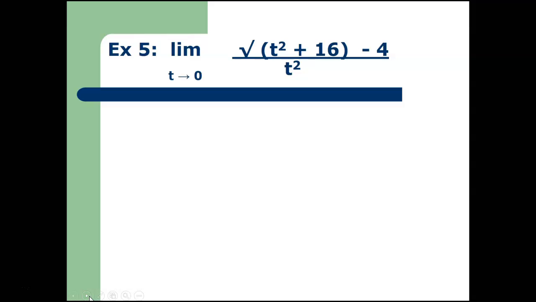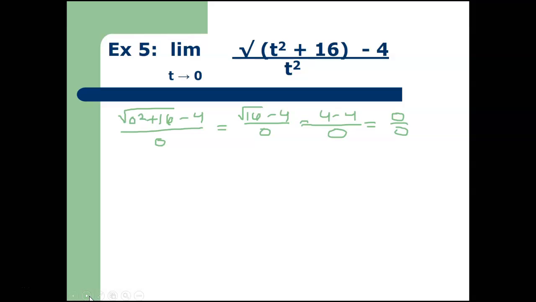So even without plugging this in, I see t squared in my denominator. I know the denominator is going to be 0. So you get the square root of 0 squared plus 16 minus 4 over 0. Square root of 16 minus 4. And I get 0 over 0 or indeterminate. Again, the minute you get 0 over 0, you know you can simplify. It means algebraically a limit exists. I just need to go about finding it.